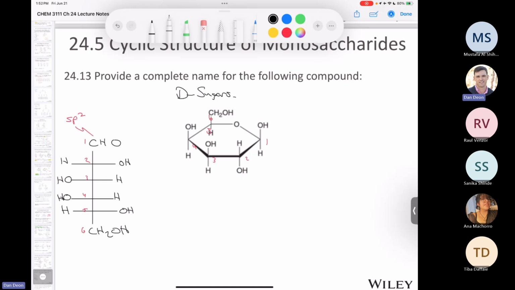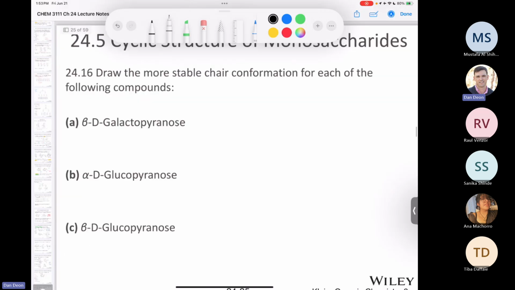Did anybody identify this compound from the list of aldohexoses? Could anybody identify this compound? You go back to that big list of aldohexoses. So this is D-galactose. All right, a little bit of D-galactose in our lives.